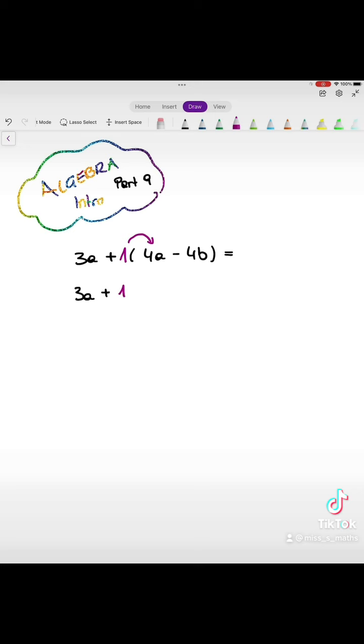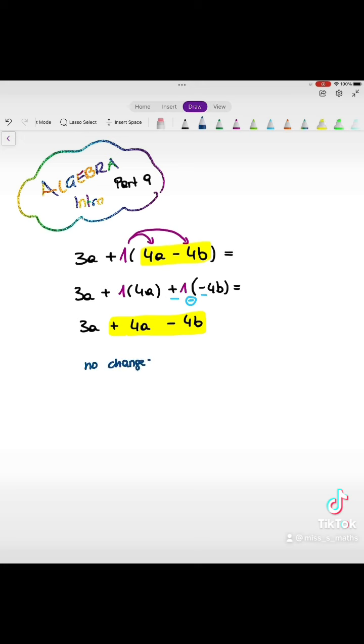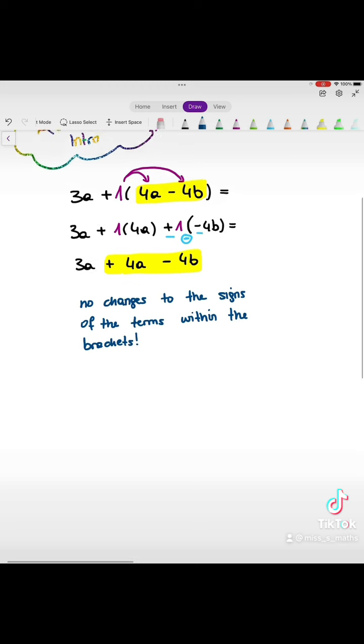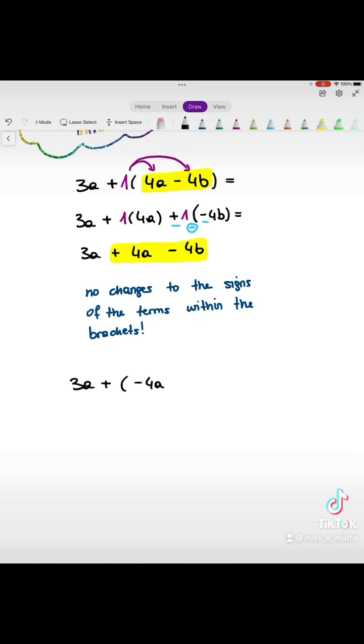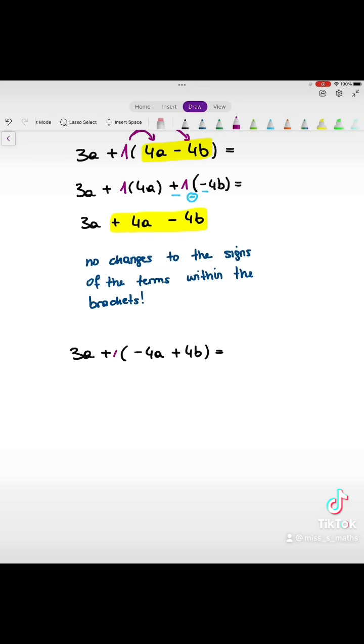Whenever we have a plus in front of a bracket, this actually means that there's a plus 1 in front of the bracket. A multiplication by 1 does not change the value or sign of anything, therefore we're allowed to add in that little 1 there. What happens is that the signs of our terms within the bracket, so plus 4a and minus 4b, remain the same when I am getting rid of these brackets that were around them. So no changes to the signs of the terms within the bracket are made when we get rid of a bracket that is having a plus in front of it.